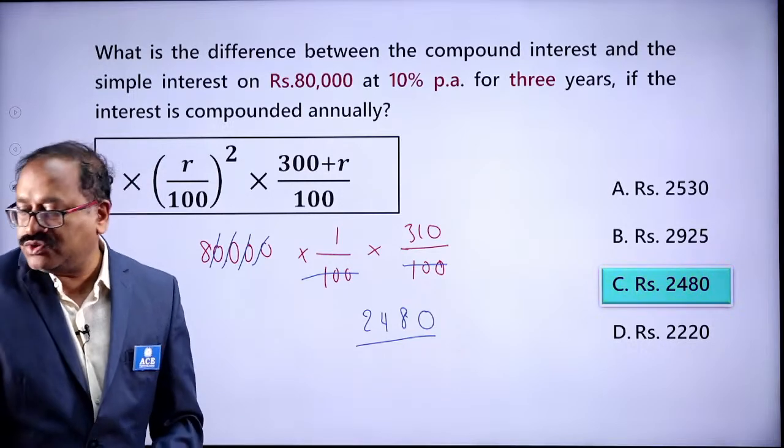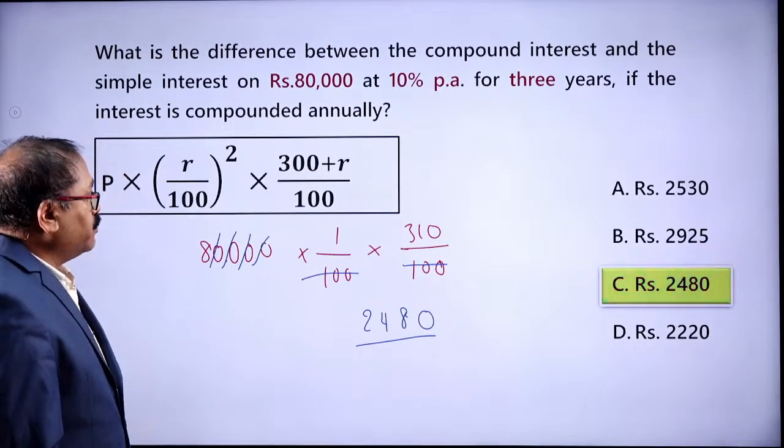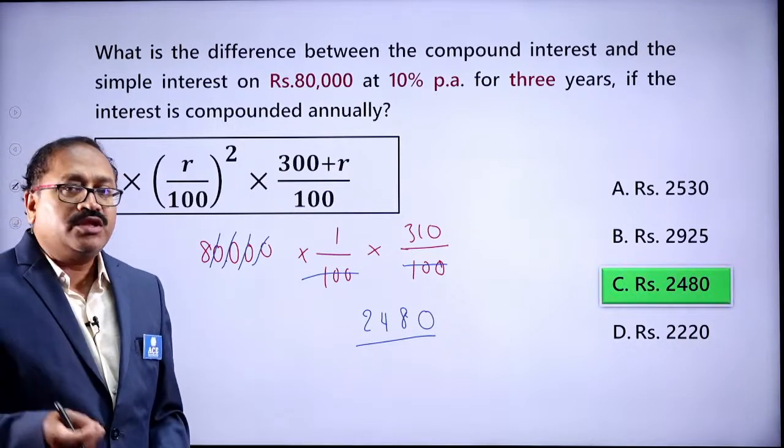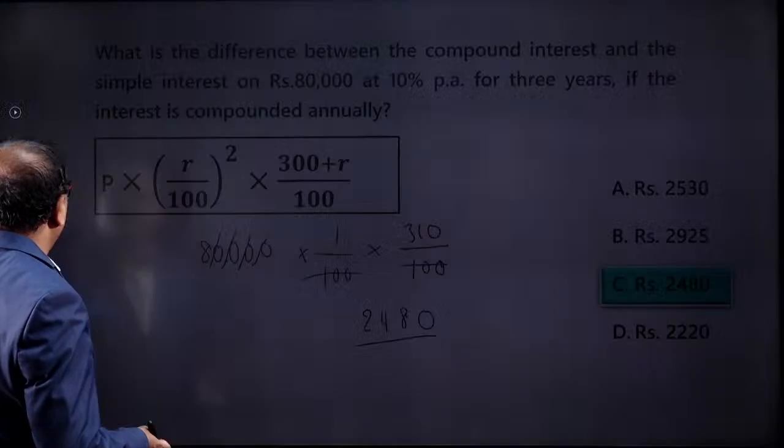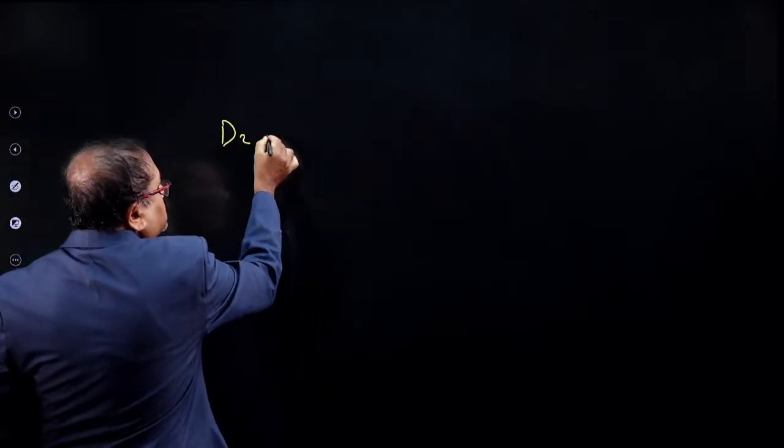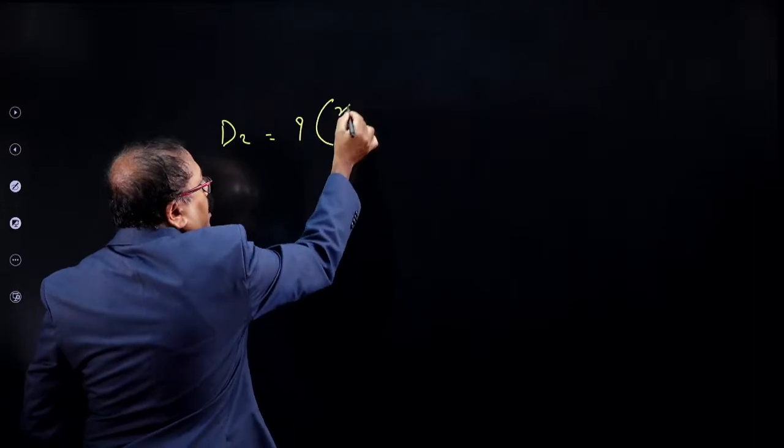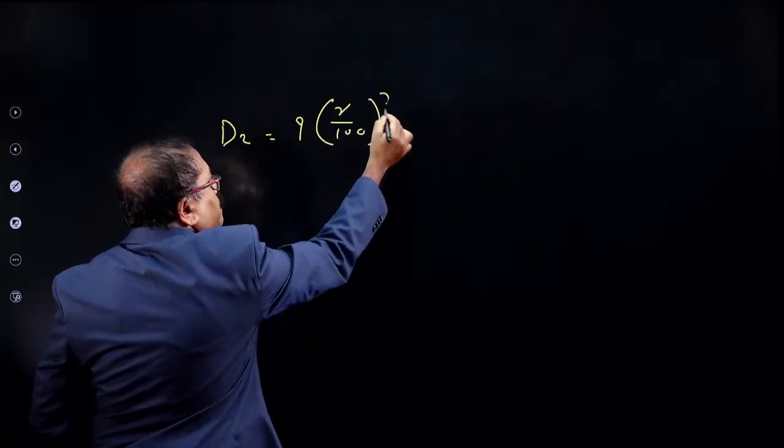It is very simple, Anusha. It is very simple, all my friends. The only thing is the small fact you need to remember. And what is that fact we are talking about? The difference for 2 years is equal to P into R by 100 to the whole power 2.